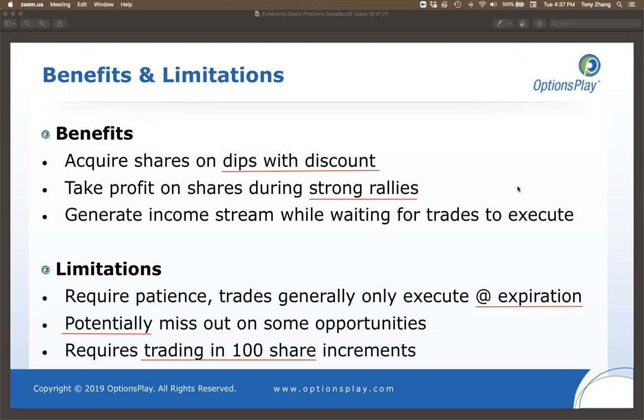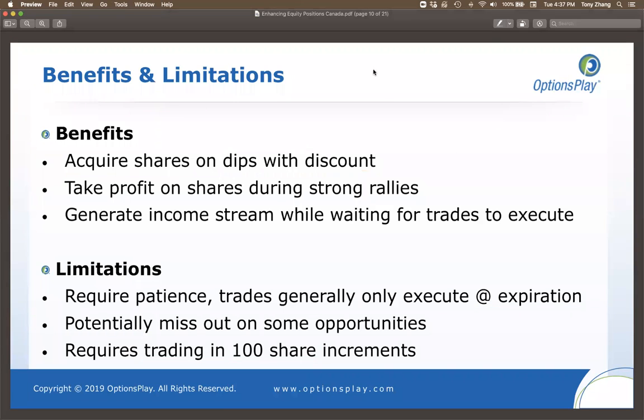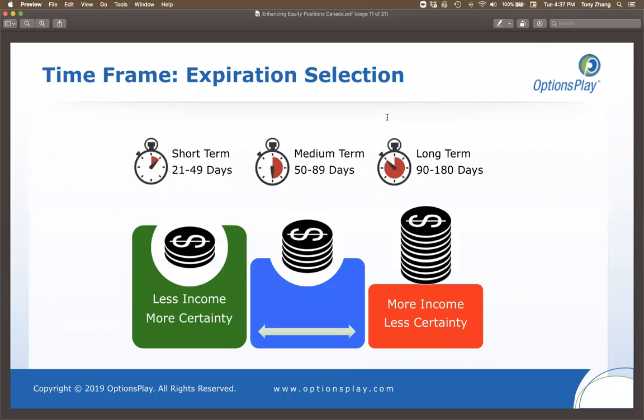So if you have a small account, this strategy sometimes is not as suitable as it is for those of you that have slightly larger retirement accounts or larger trading accounts. So those are some of the benefits and limitations of the strategy. Let's now get into the strategies themselves.